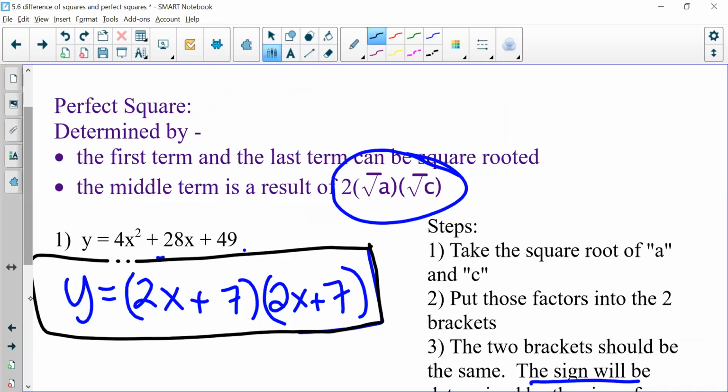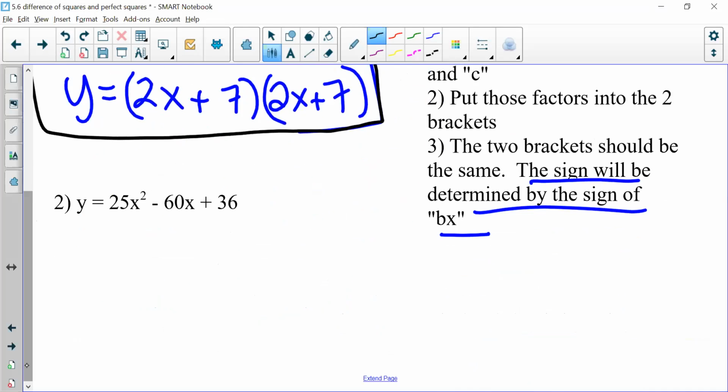All right, let's try this one here. Oh, we don't want to do the A times C method. Does anyone want to work with factors of 25 times 36? No. That's 900. So big numbers, first clue, look for perfect square trinomial. Can I square root 25x squared? Yes, and you can square root 36. Perfect. Now let's check the 60.